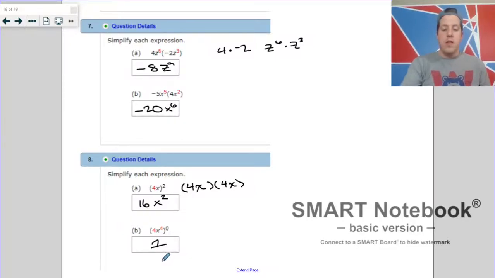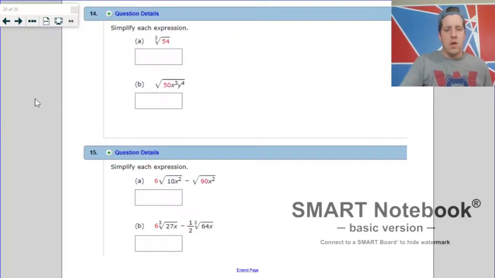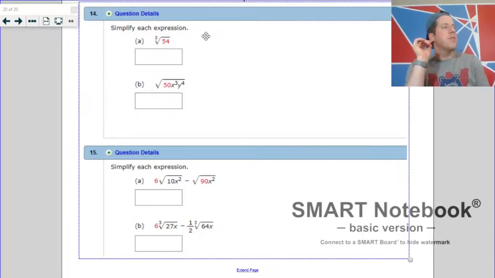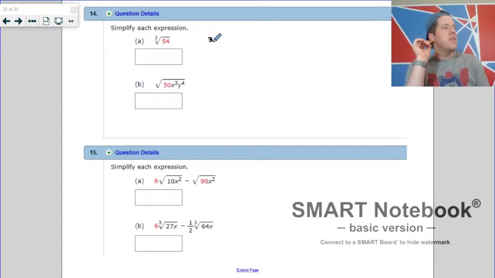All right, let's take a look at some others. 14 and 15 are popular ones for questions. For 14a, we need just to think, is there a perfect cube that divides into 54? It can take a second with your multiplication tables, but I believe, if I'm not mistaken, that this is the cube root of 27 times the cube root of 2. Now the cube root of 27 is 3. This will be 3 cube roots of 2.